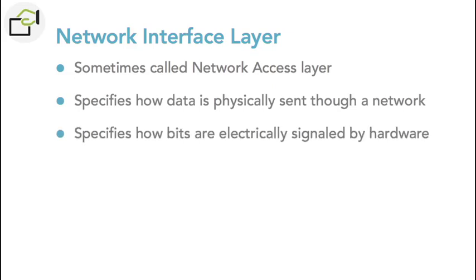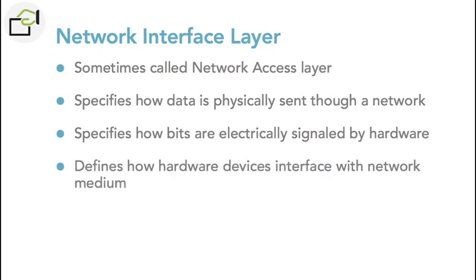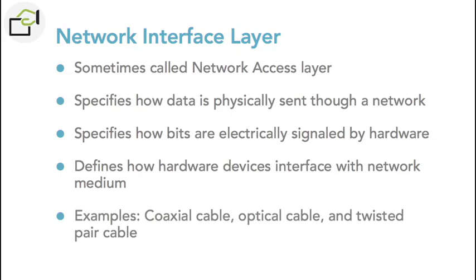One of the ways it does this is by specifying how bits are electronically signaled by hardware in the case of copper media, or in the case of fiber optic media, it specifies how bits are photonically signaled by the hardware. The network interface layer also defines how hardware devices interface with network mediums. Some of the network mediums you may run across are coaxial cable, optical cables, and twisted pair cables. In the LAN environment, the twisted pair cable is definitely the most common one you will see.